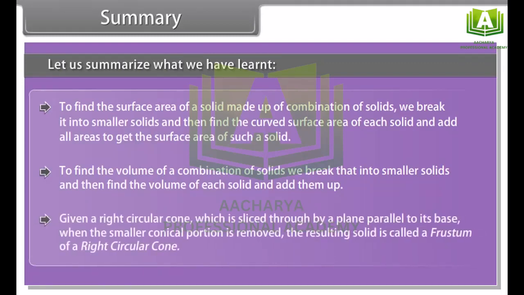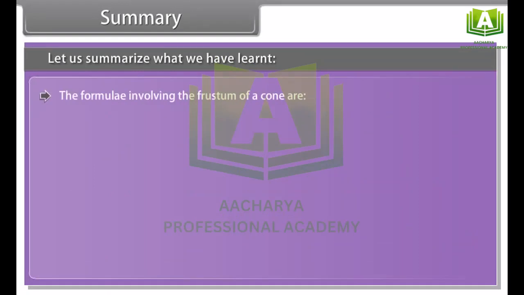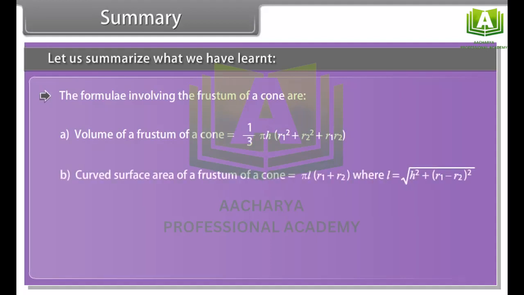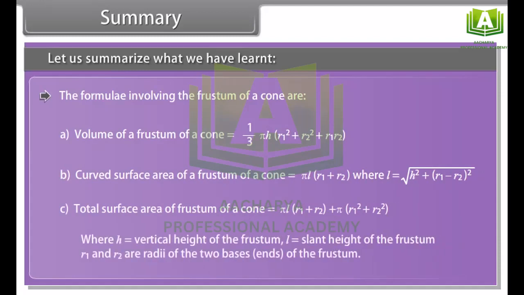Given a right circular cone, which is sliced through by a plane parallel to its base, when the smaller conical portion is removed, the resulting solid is called the frustum of a right circular cone. The formulae involving the frustum of a cone are given, where h is the vertical height of the frustum, L is the slant height of the frustum, and R1 and R2 are the radii of the two bases, the ends of the frustum.